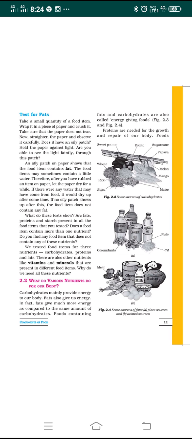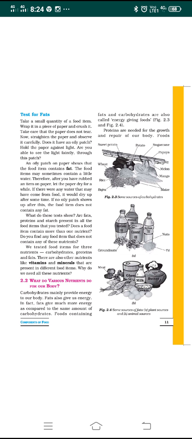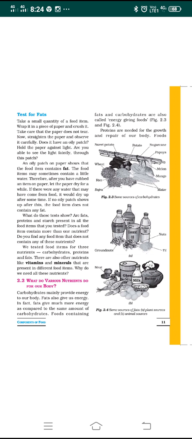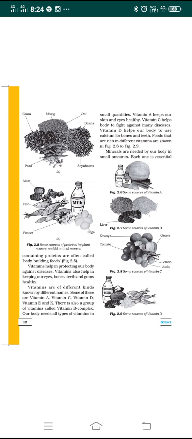So why do we need the proteins? Why do we need the carbohydrates and fats? For the energy, to get the energy. So proteins are needed for the growth of the body and also to protect or repair our body. Hence the foods which contain proteins are also called body building foods. The proteins are very much important for the growth as well as the repair of our body.